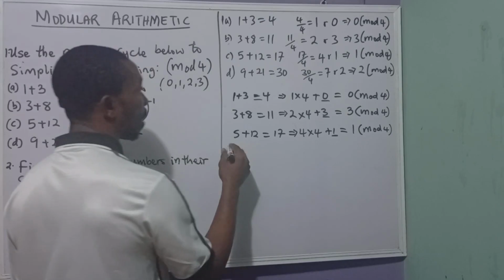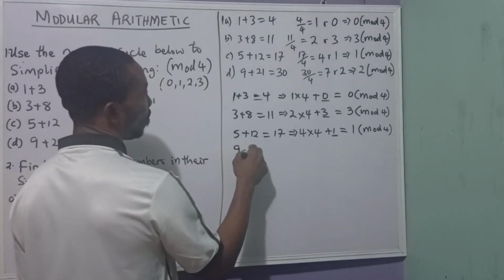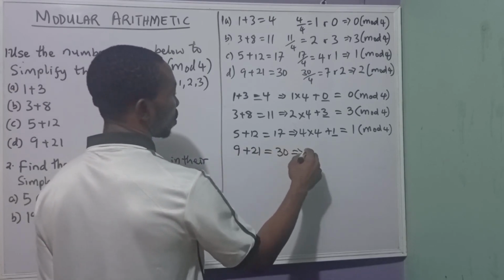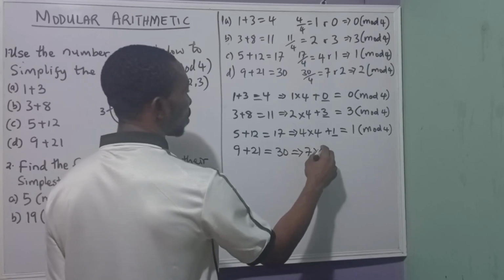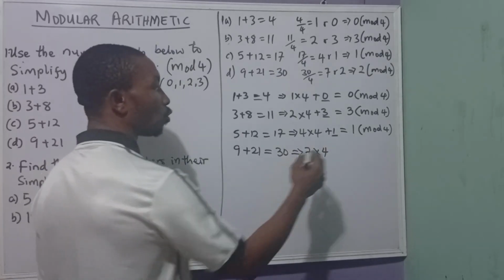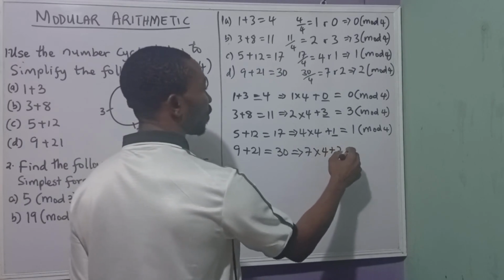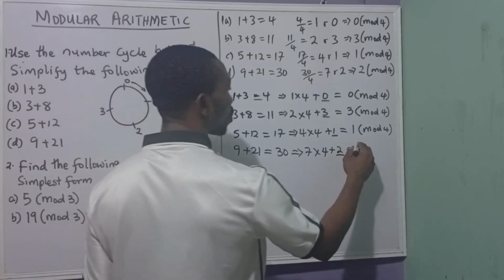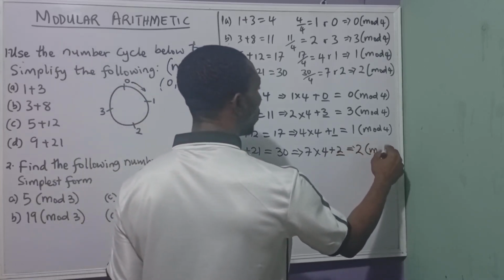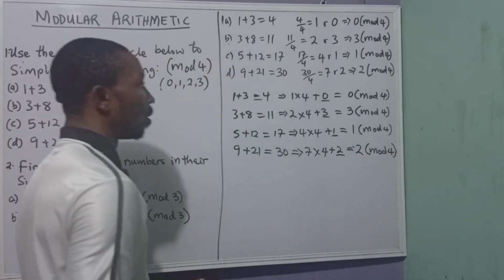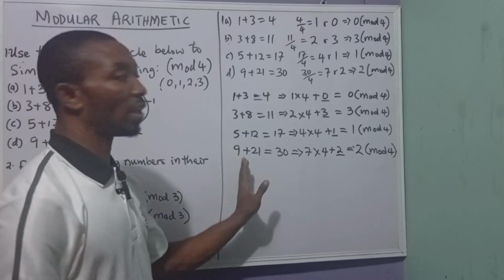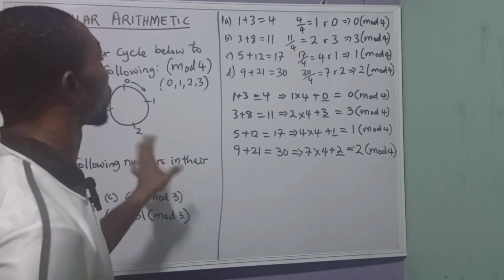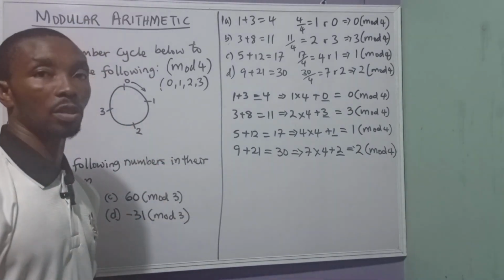Alright, and the next one we have is 9 plus 21 equals 30. This gives us 7 times 4, which is 28. 28 plus 2 gives us 30, and 2 is our remainder. So this gives us 2 mod 4. Alright, now we have this. So we've looked at 3 ways of solving modular arithmetic.